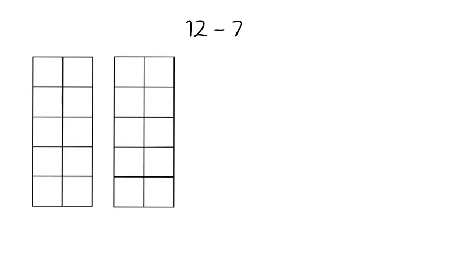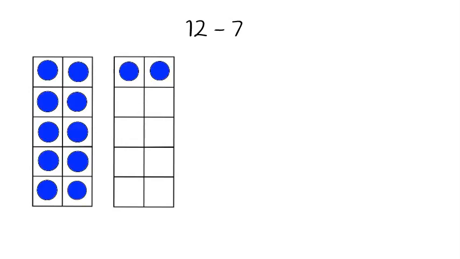We'll set up the 12 first and talk about how we could build this, for example 10 and 2. With the materials visible, we can then discuss with the pupils what might be an easier amount to take away first of all.